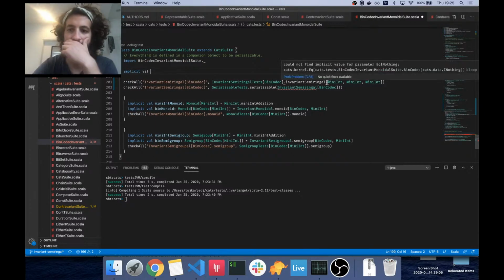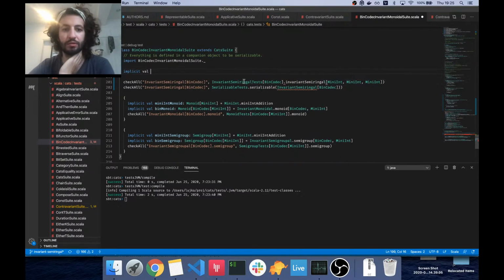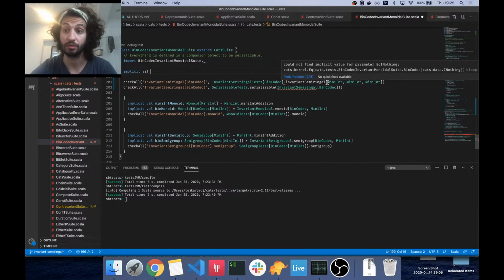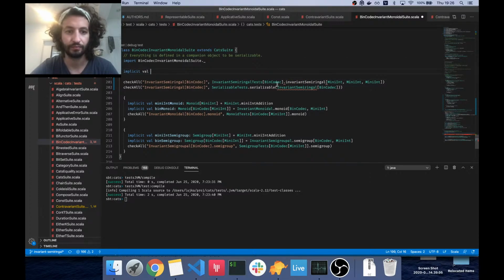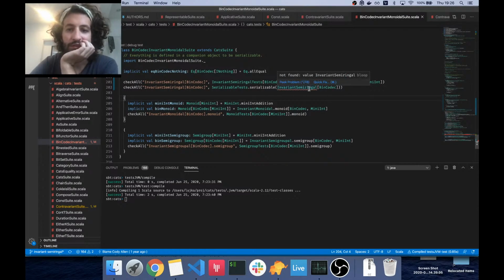So what we need is to check if two BinCodecs of Nothing are equal, and I'm going to claim that they're always true because you can only have a single BinCodec for Nothing. That makes sense. BinCodec Nothing equals Eq for BinCodec of, and that one is going to be Eq.always true. What is it called? Oh, that's the type. And then allEqual. There we go. This doesn't make any sense to me.